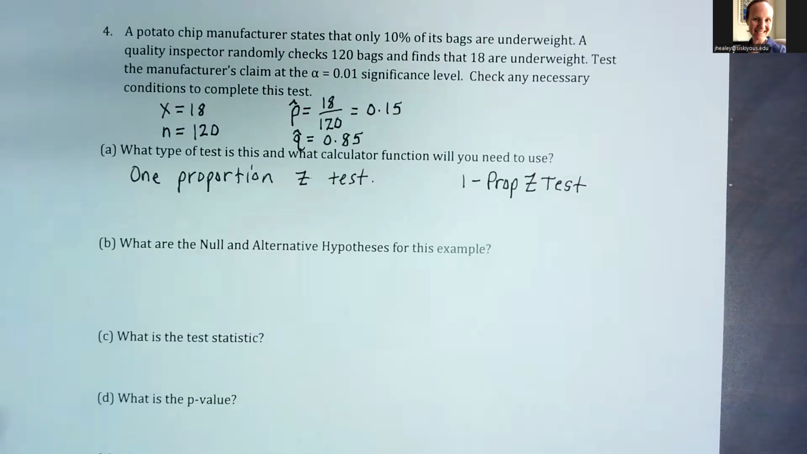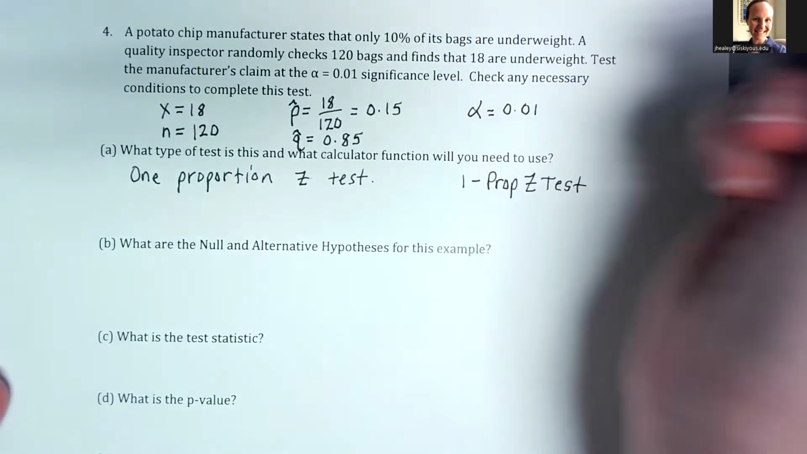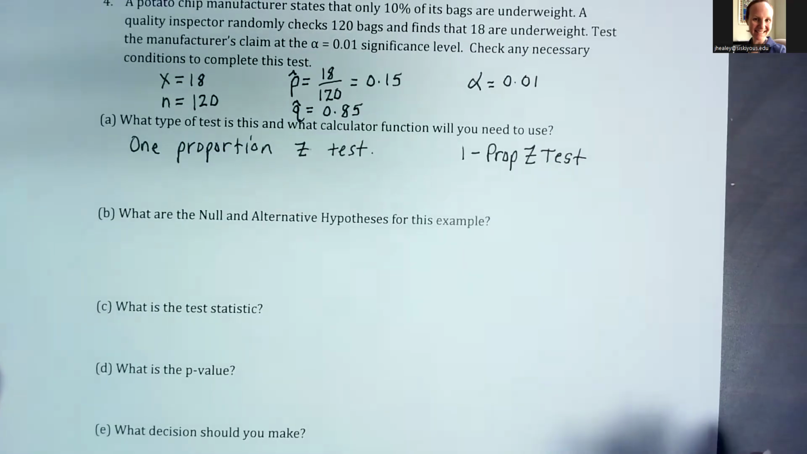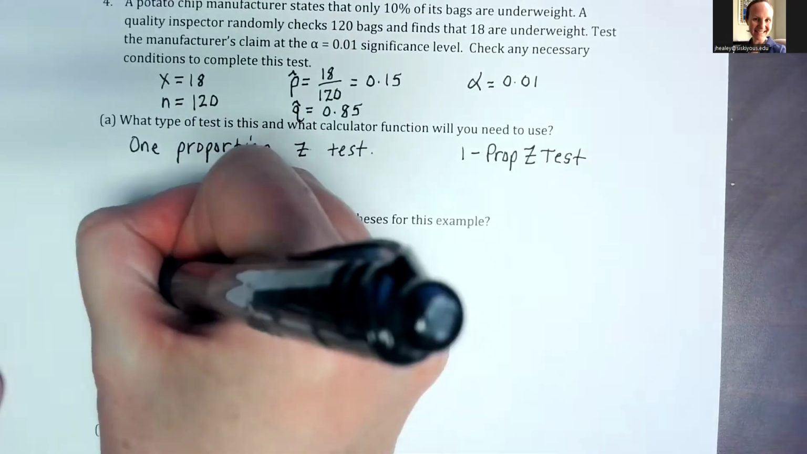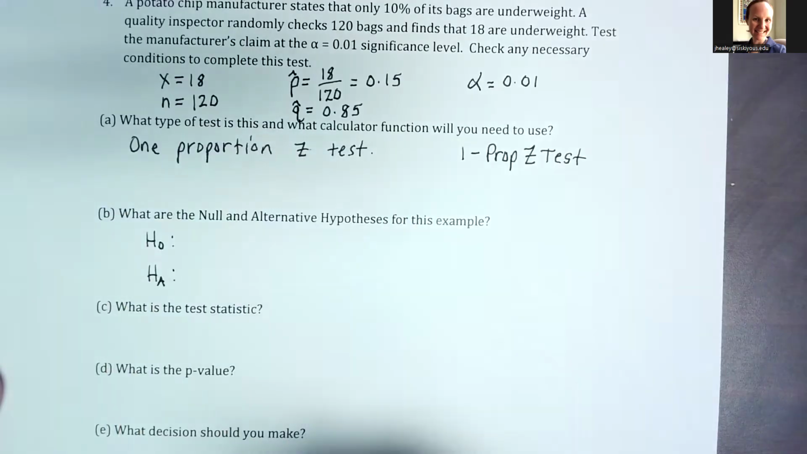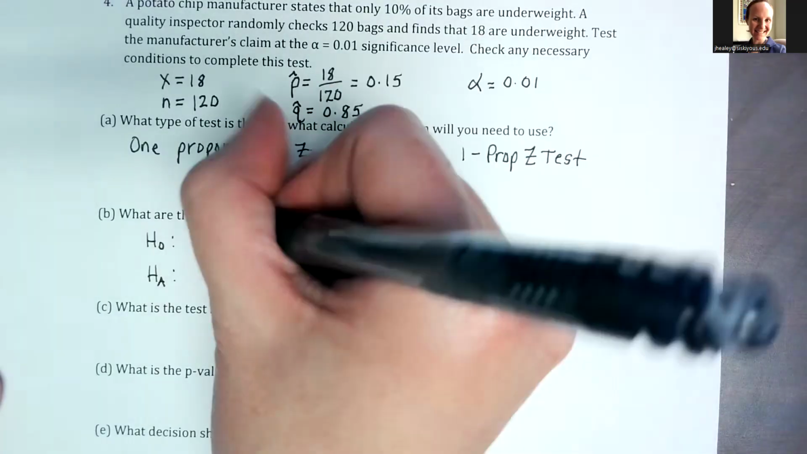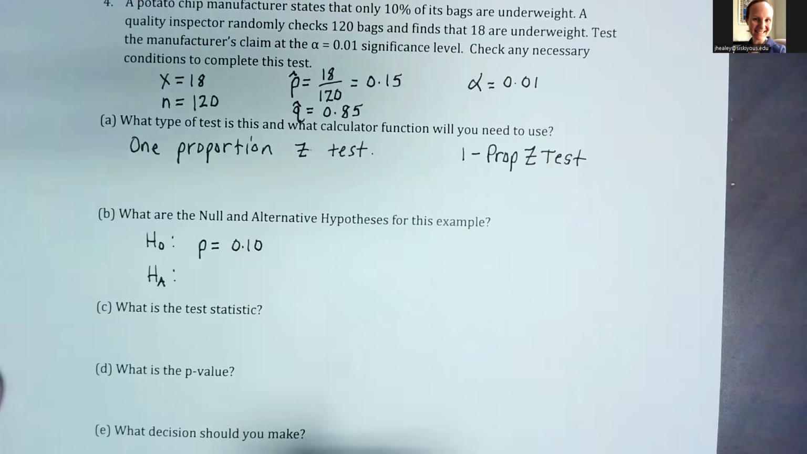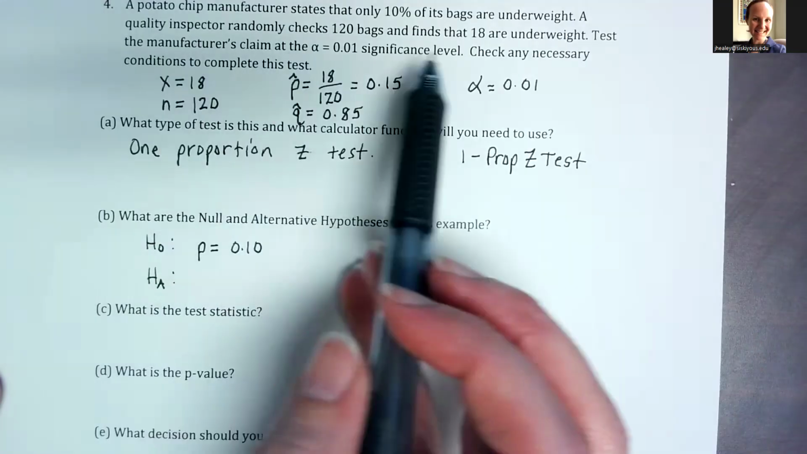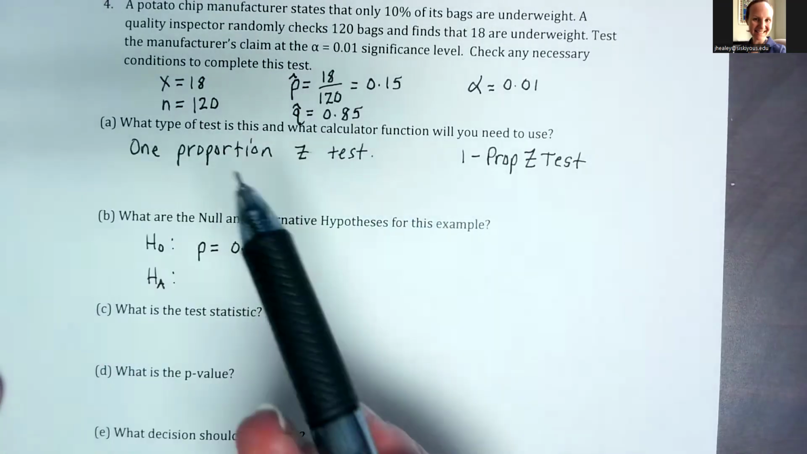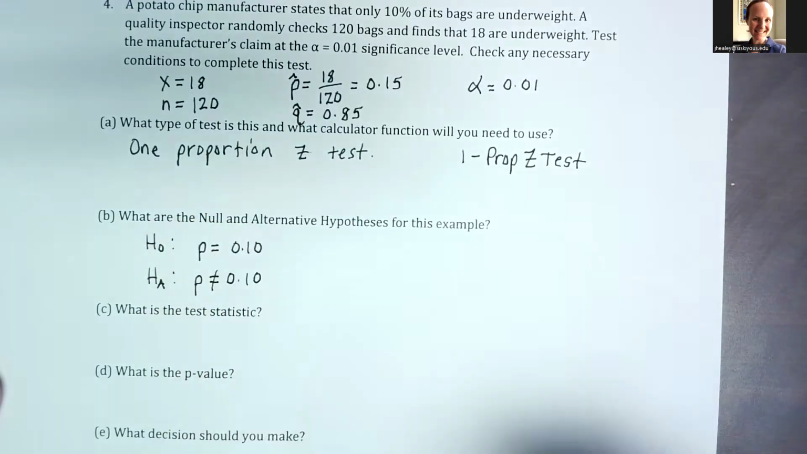Okay. The other number that they gave us was an alpha, and it's a small alpha. We have a 0.01. Now the null and alternative hypothesis for this test. We are doing just a one proportion z-test. So that means we're going to say either the proportion is what they claimed, which is 10% of the bags are underweight, or it's just saying test if the manufacturer's claim is true. It's not saying that there's more than that or less than that. So we're just going to say the proportion is not equal to the 10%.